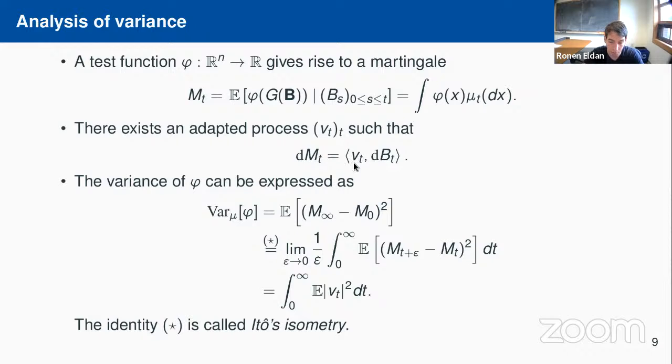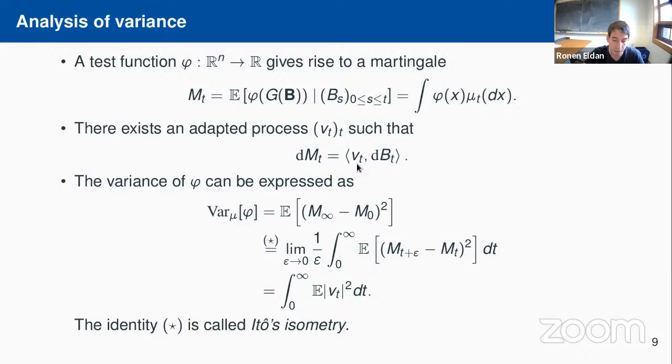So somehow, at any point in time, to understand how M_t changes, we only care about the projection of B_t on one direction in space. And this vector V_t will kind of help us reveal the directions which are important in our analysis.